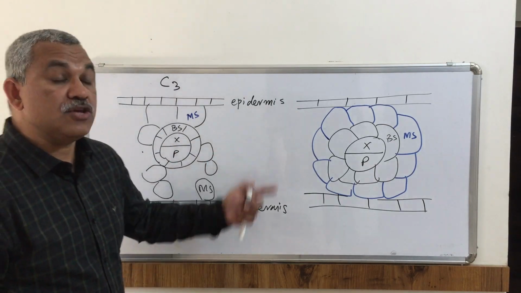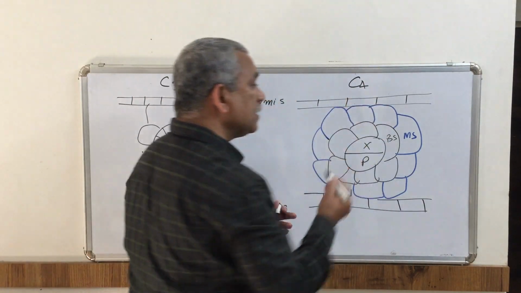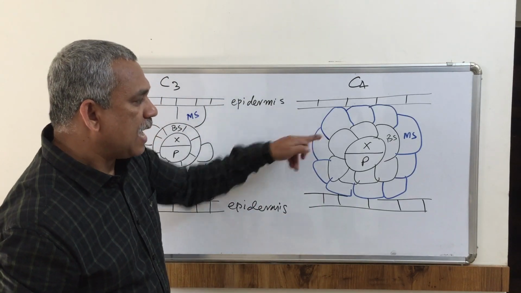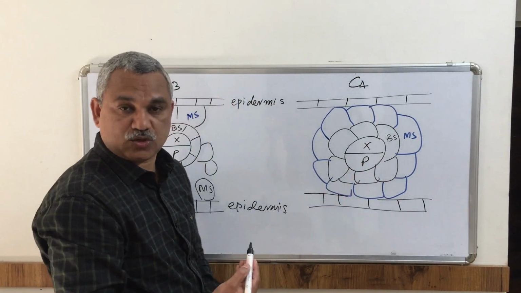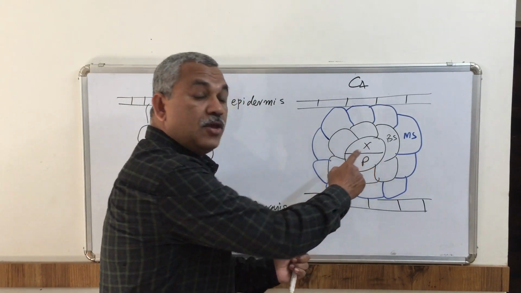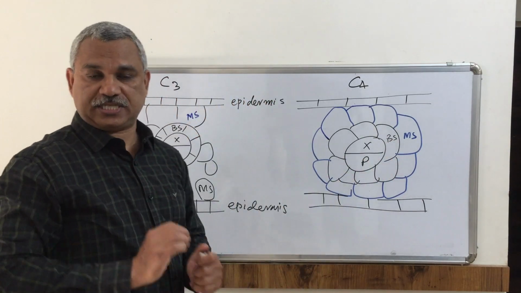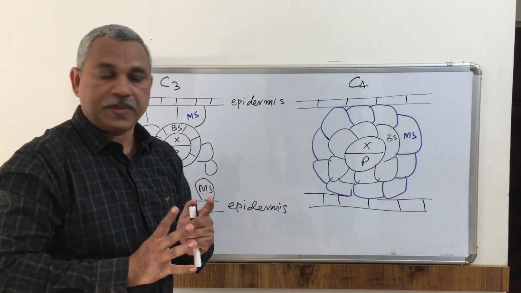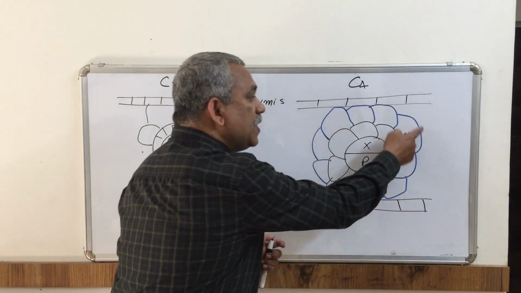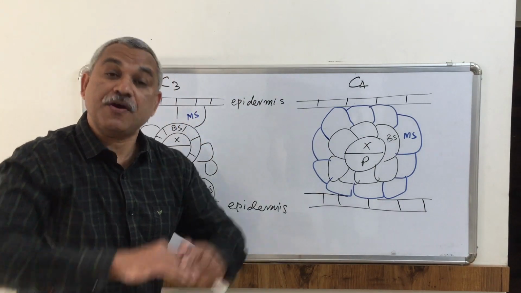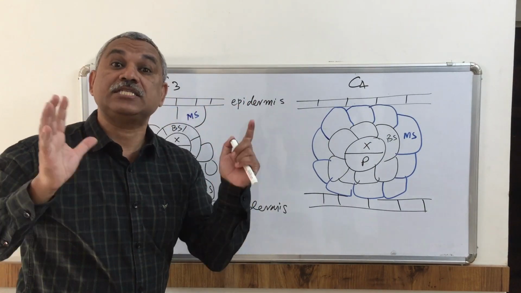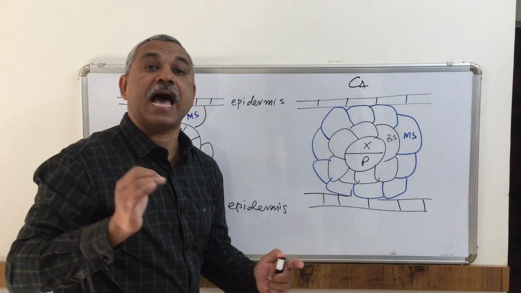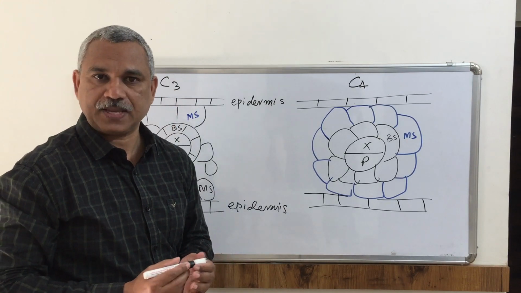When you look at the C4 plants, the leaf anatomy is very different. This is the epidermis, and this is the xylem and phloem, the vascular bundles. Around the vascular bundle you will find the bundle sheath cells. Bundle sheath cells are fully covering it, tightly packed. And surrounding the bundle sheath cells, there are the mesophyll cells. They form a very tightly organized packed structure. There is a direct contact between the mesophyll cells and the bundle sheath cells.